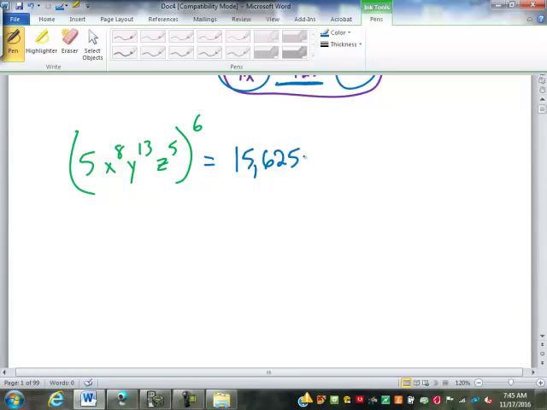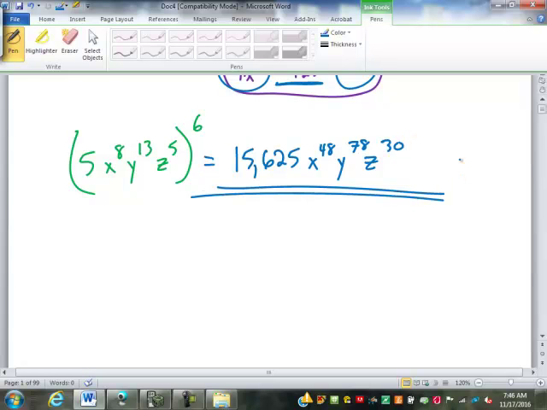Okay. The variables, x to the 8th to the power of 6. Remember, that's going to be 6 x to the 8ths. So 6 of those sets of 8. So how many x's would there be? Well, 8 times 6 or 48. So that's x to the 48. And then y to the 13 times 6, 78. And then, of course, z to the 30.